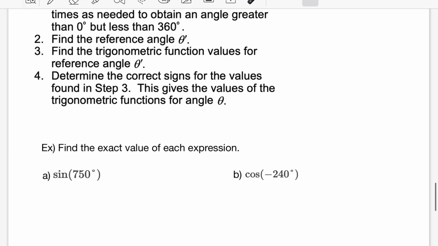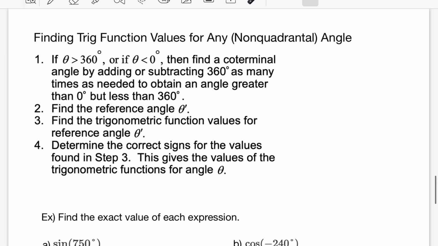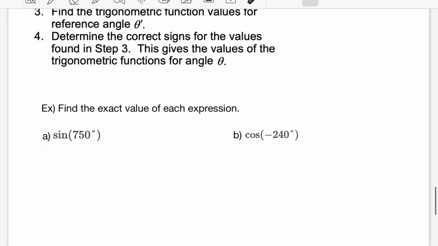So let's start with this example here. We want to find sine of 750 degrees. This angle is greater than 360 degrees, so we're going to have to find a coterminal angle. In this case, what we'll do is we'll subtract 360 degrees so that our angle is in between 0 and 360 degrees.